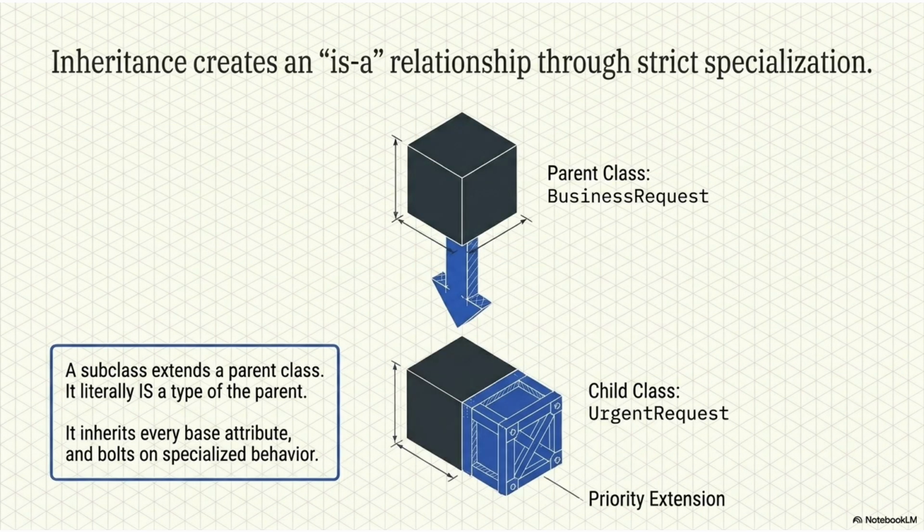Here we introduce inheritance. This is an is-a relationship. Urgent request inherits from business request. Using the syntax class UrgentRequest(BusinessRequest), inheritance means urgent request automatically receives every attribute and method defined in business request: the initializer, process, complete, and the dunder methods, without redefining them. It then extends and overrides as needed. An urgent request might add an escalation level attribute or override process to also trigger an escalation notification.